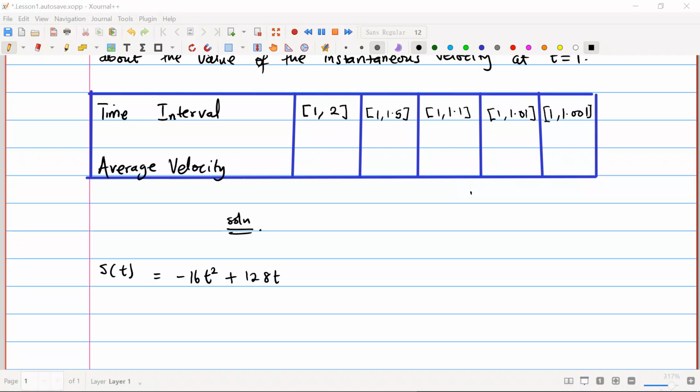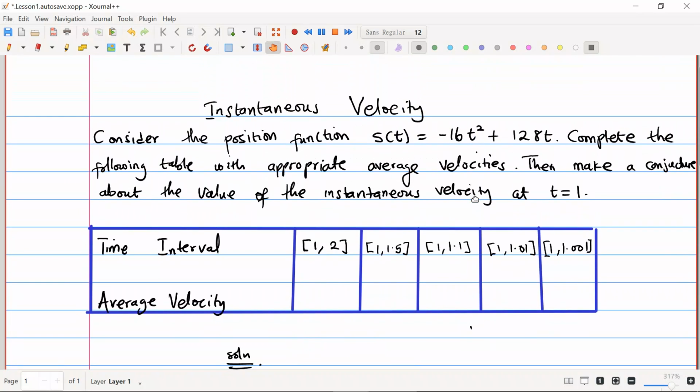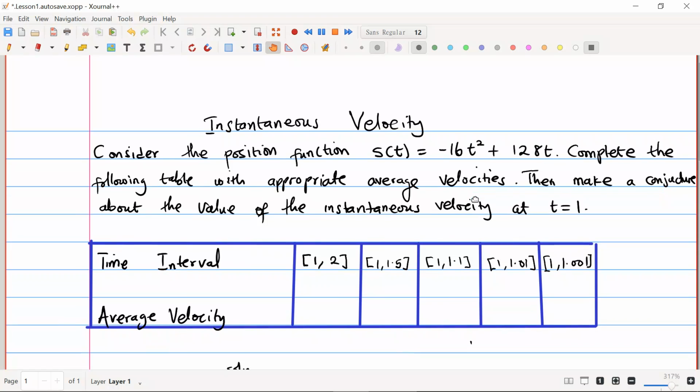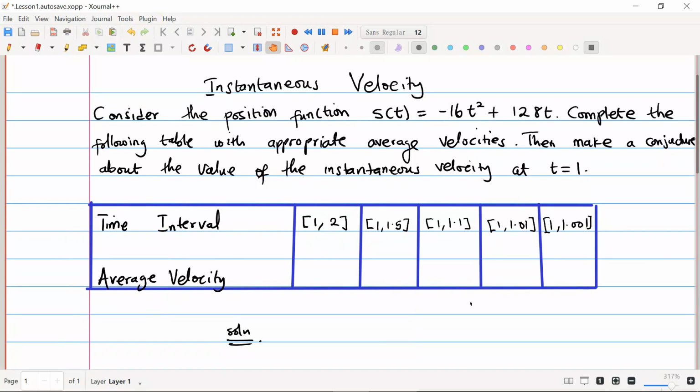In this first lesson, we're going to talk about instantaneous velocity. This is a concept that we use to start talking about limits. Right after this, we will jump into limits in our next lessons. But this concept is supposed to build up your knowledge on limits.